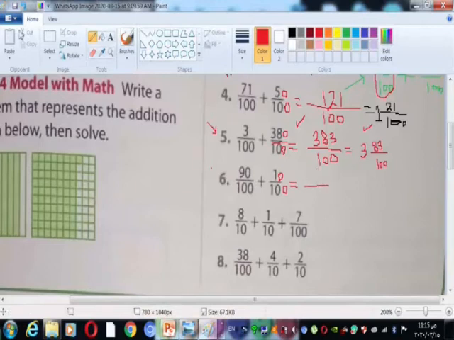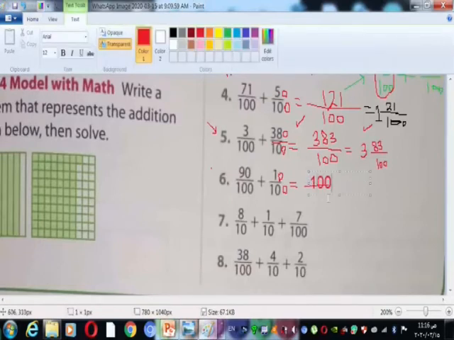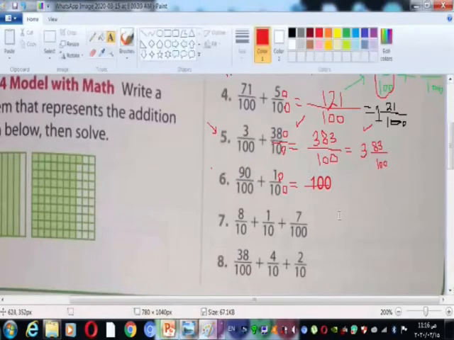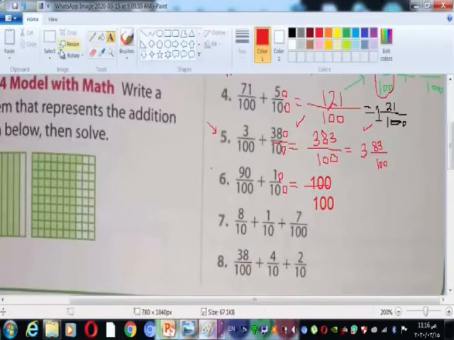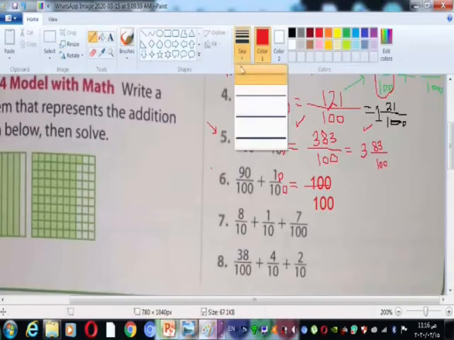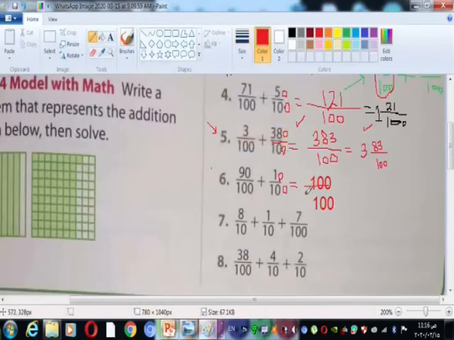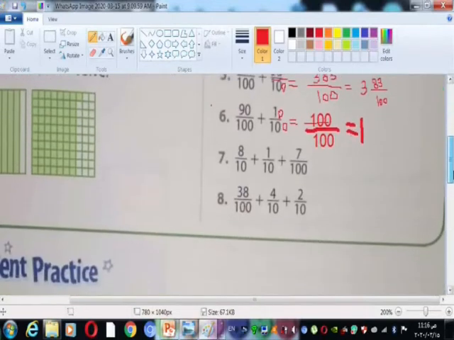This equals, if we wrote here, will be up here 100, and down 100. It will be 100 over 100. This finally equals 1. Yes, this equals 1. Right now, let's move to the question number 7. By the same way, we will continue.